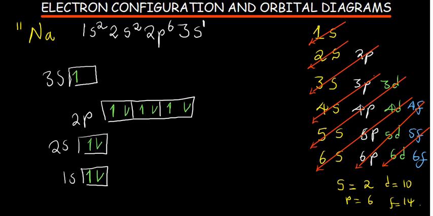Why am I putting the s orbitals, the three s orbitals, in the same line? Is it a rule that it should be there as well? Yeah, you think of it, they are all s orbitals, so that's why I've just decided to put them in the same line.